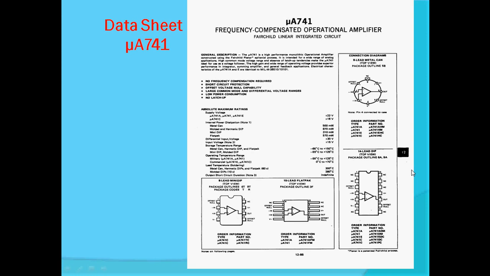Now we will see the data sheet of an operational amplifier. The Fairchild IC given here is the mu A741, a frequency compensated operational amplifier. Fairchild is the manufacturer, and the data sheet gives the description of the operational amplifier, general descriptions, some features of the op-amp, and absolute maximum ratings. The connection diagram and the packages are also given: 8 lead mini DIP, 10 lead DIP, 14 pin DIP.